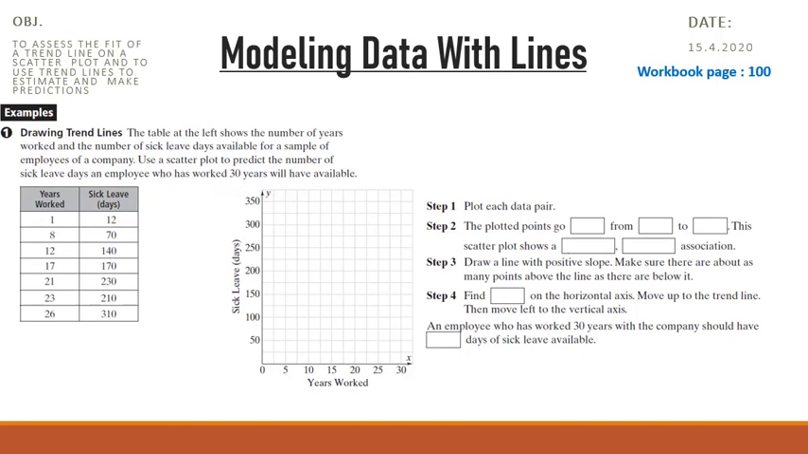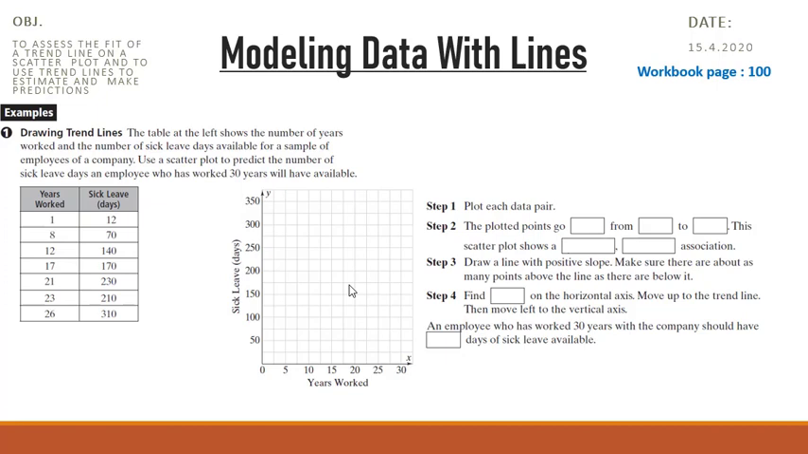Okay guys, I think now you have finished the scatter plot. Let's continue. So we have the data. The first step always is to plot each data pair. Always, this is the first step. After that, we want to draw the line, the trend line.